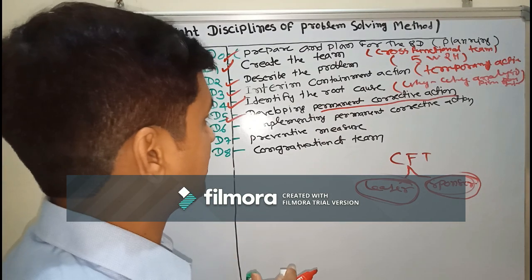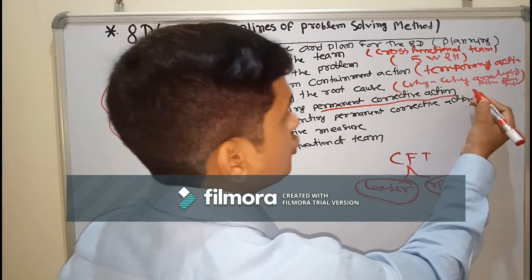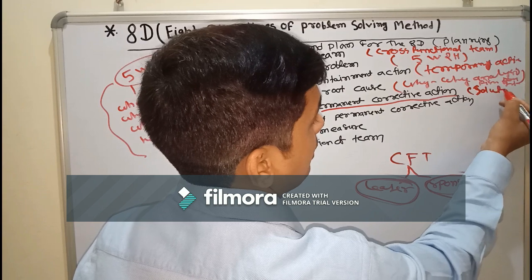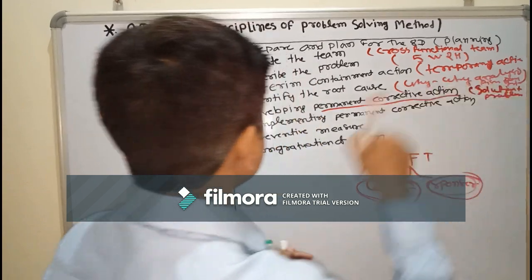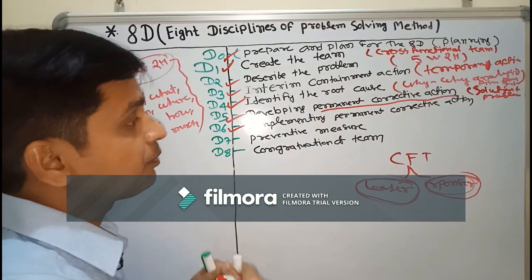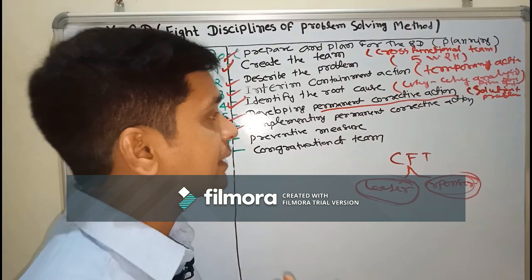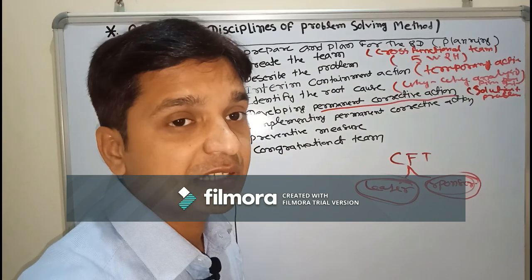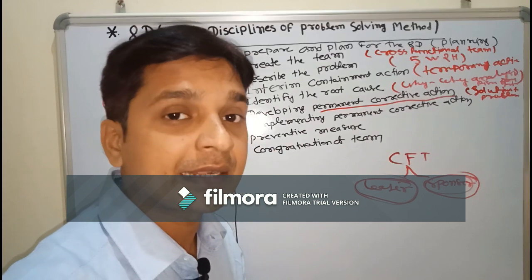Developing permanent corrective action, that is very important, means the solution of the problem. And six, that is very important, implementing permanent corrective action. Before applying the permanent corrective action, you have to validate it. After validating the permanent corrective action, then you have to implement it.